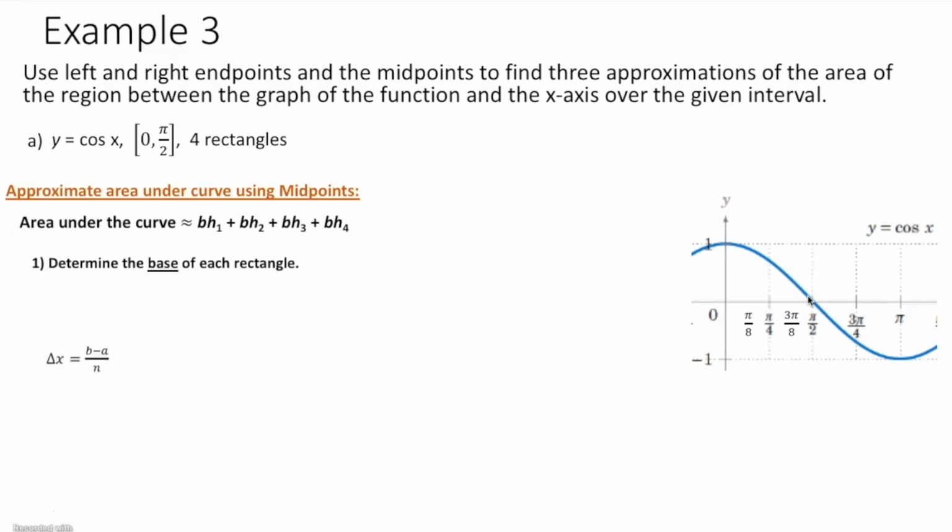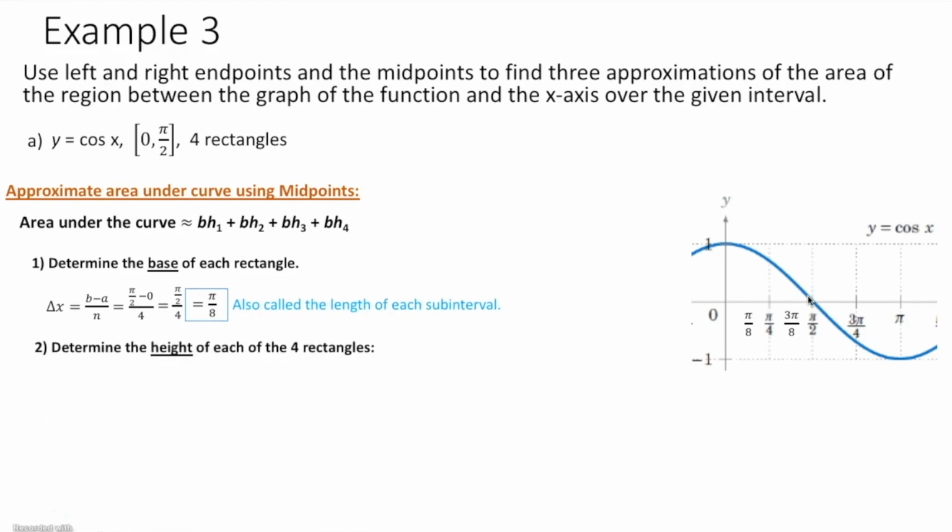Last but not least, we need to do a midpoint approximation. When we do that, we need to first figure out the base of each rectangle. That's b minus a over n, which again is pi over 8. We then need to figure out the height of each rectangle. So my first subinterval goes from 0 to pi over 8. The midpoint of that would be pi over 16. I then plug in pi over 16 for x in my function, and I get the height at that corresponding value, which is 0.981. So that's going to be the height of my first rectangle.